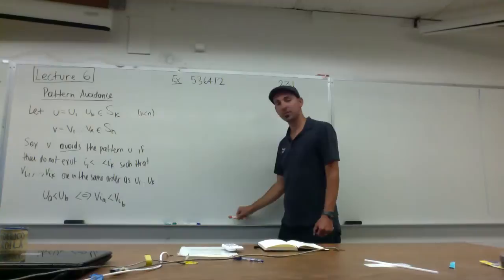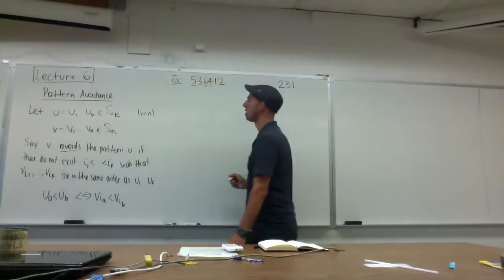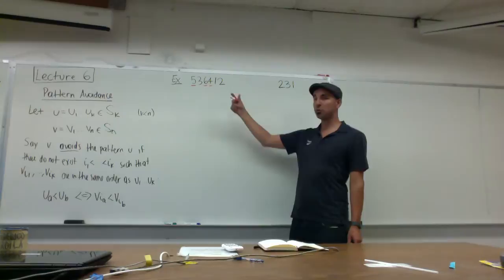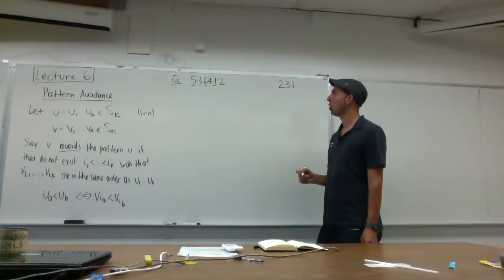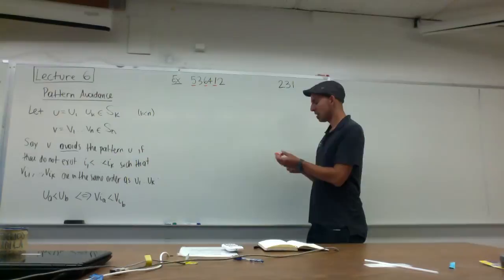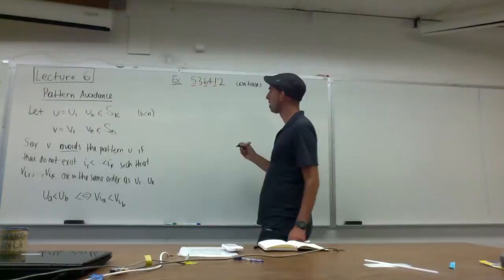Yes? Which ones? 5, 6, 4. For example, 5, 6, 4 are in the same order as 2, 3, and 1, right? Middle, big, small. Now they don't have to be consecutive. For example, 5, 6, 1 are also in the same order as 2, 3, and 1. Or 3, 4, and 1. Or several others. And so we say that this contains 2, 3, 1. Okay. So that's the opposite of avoiding.